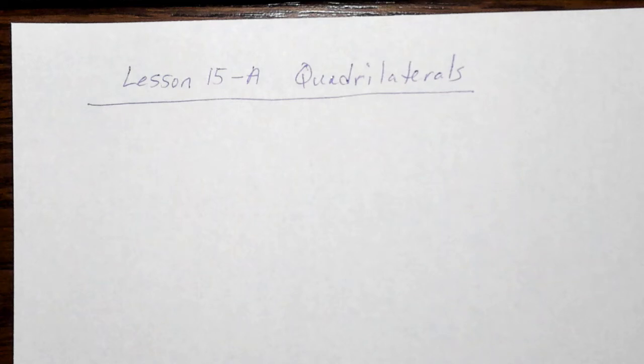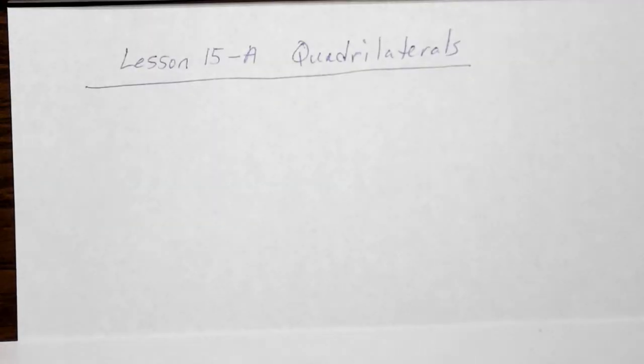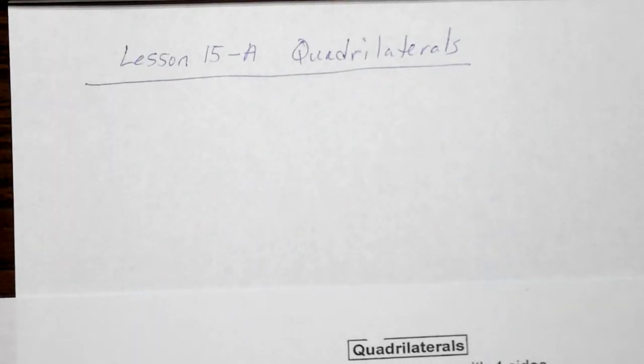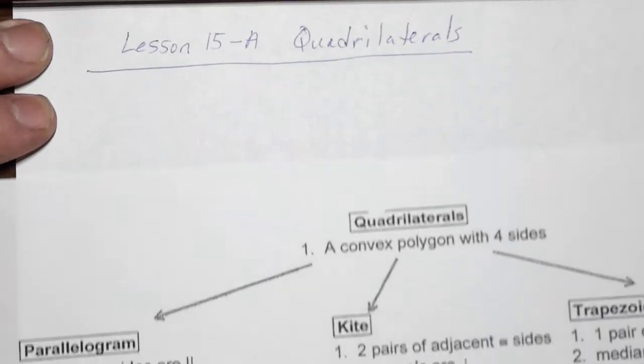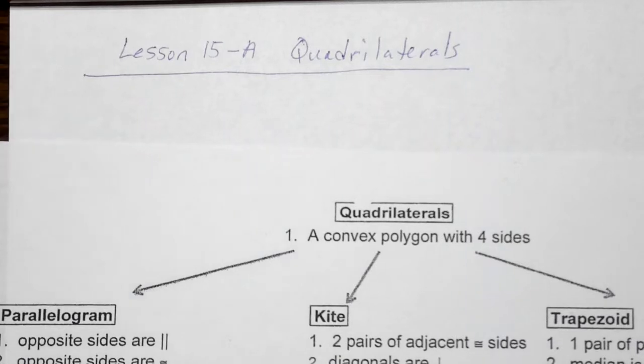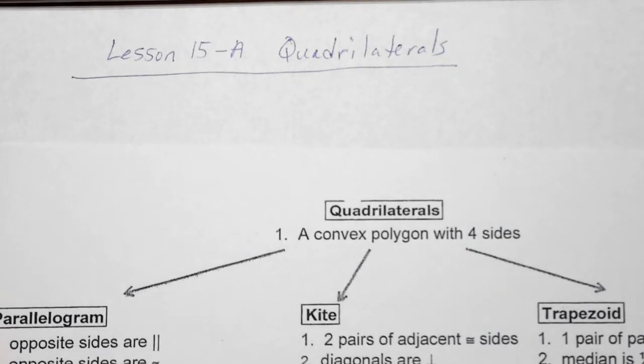Talk about quadrilaterals, and I've included a sheet on Classroom that has a summary of all of these. You can print this out or just look at it on there. I'm just going to show it to you here. First of all, a quadrilateral, quad means four, so quadrilateral just literally means a convex polygon with four sides. And then it divides up from there the different kinds of polygons.